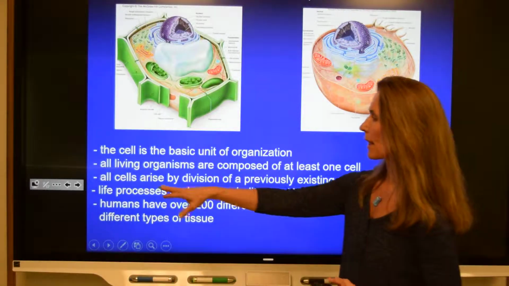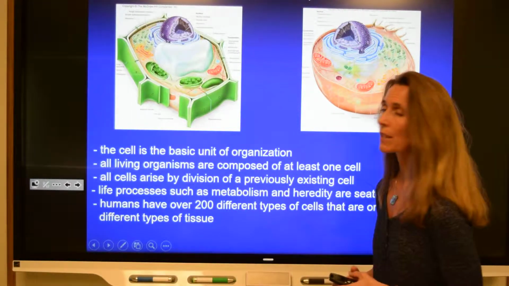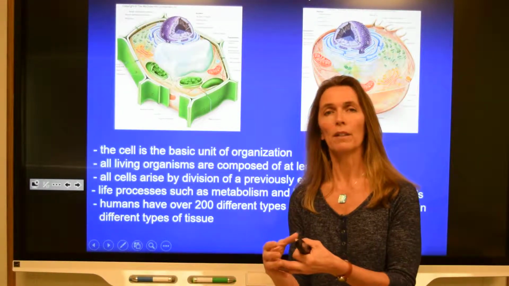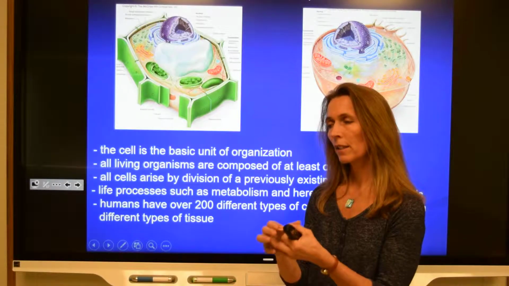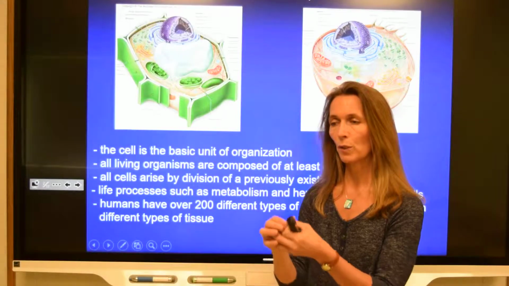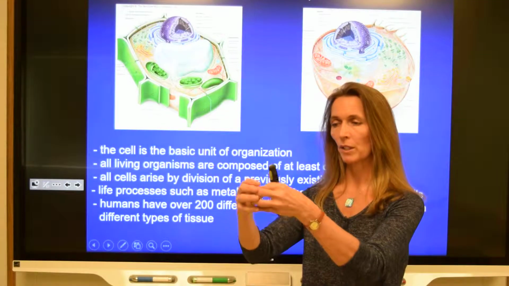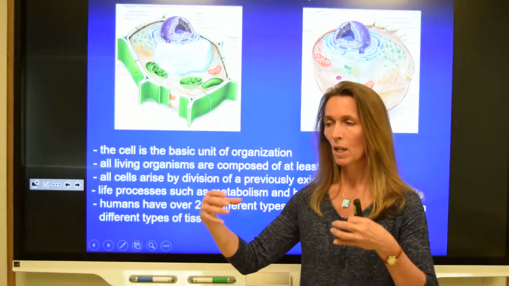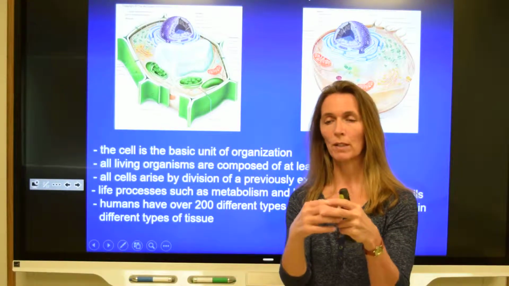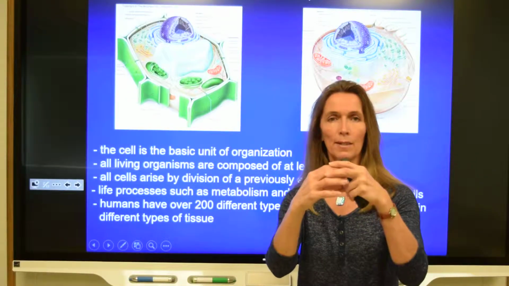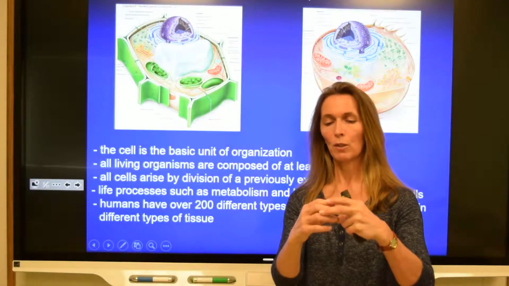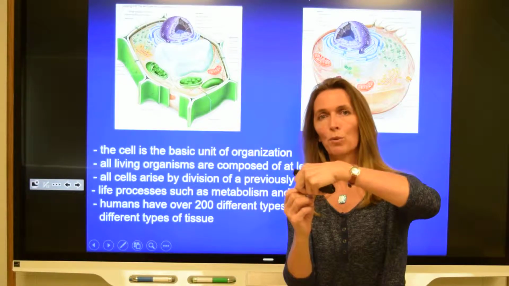Then all cells arise by division of a previously existing cell. Cells don't just suddenly appear. Cells are usually created through the division from other cells. So you have one mother cell, and this mother cell divides into two daughter cells. Whether this is during early development, where you have the egg and the sperm fuse, and then the zygote, the fertilized egg, undergoes early cleavage stages, and you have two daughter cells.